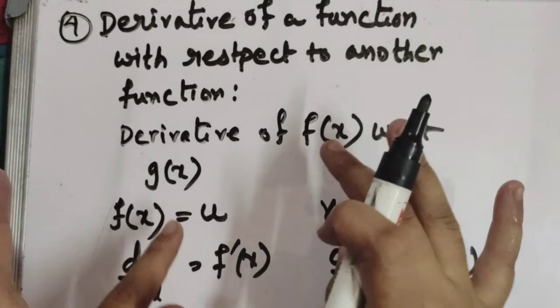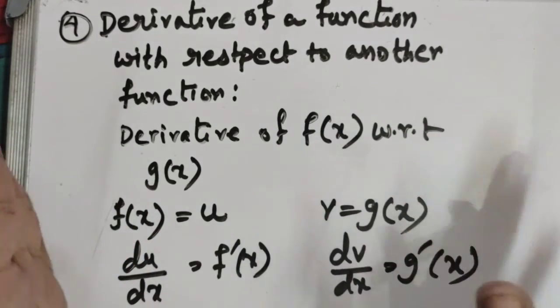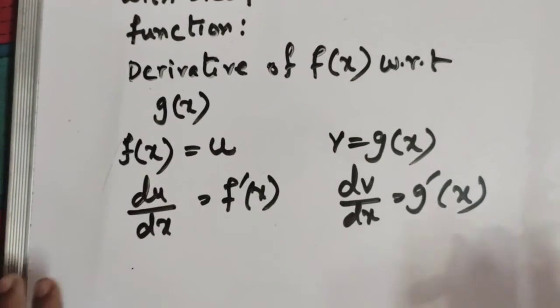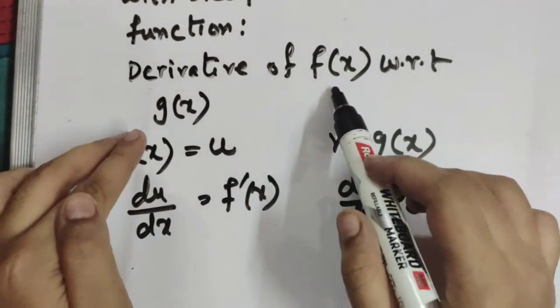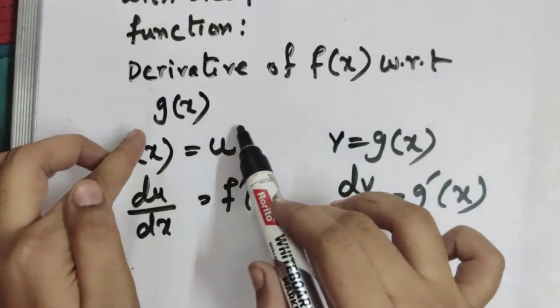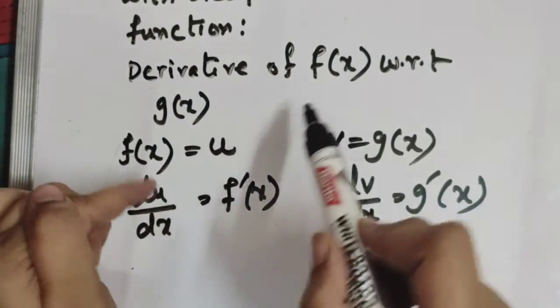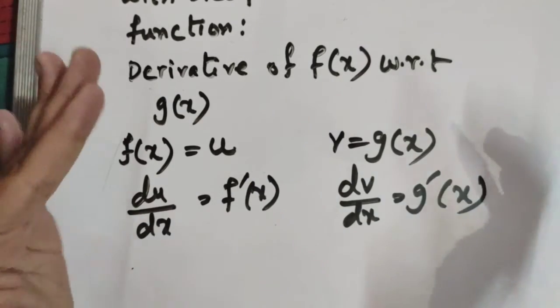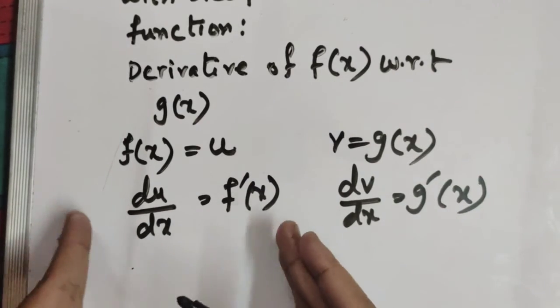That means the two functions that we have, we assume one as u and the other as v. So that means we have to assume both functions f of x and g of x. Here we assume f of x as u and g of x as v, and then we have to differentiate both sides with respect to x, right?